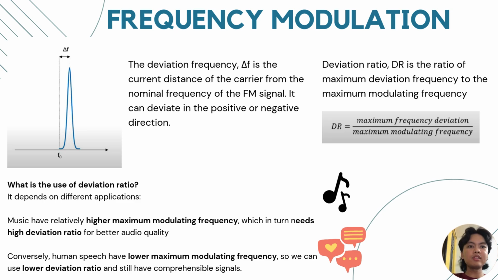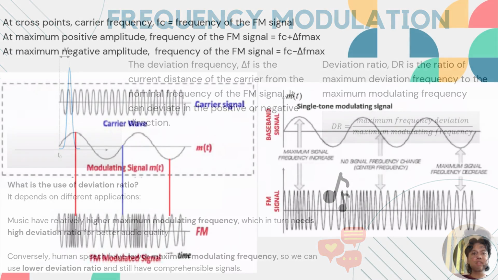For music, they have relatively higher maximum modulating frequency, which in turn needs higher deviation ratio for better audio quality and higher fidelity. Human speech, on the other hand, has lower maximum modulating frequency, so lower deviation ratio can be used just to have enough comprehensible signals. If we were to use lower deviation ratio on music, we might not be able to have enough comprehensive signals to extract them out, leading to low fidelity output of FM signal visually.